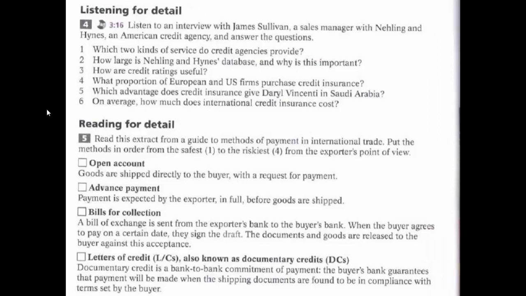So after listening for detail, we have the next exercise, reading for detail. Read an extract from the guide to methods of payment in international trade. The methods are in order from the safest one to the riskiest, from the exporter's point of view. So you have now heard the expert's point of view. Now it is your turn to put these in order: open account, advance payment, bills for collection, letters of credit. You need to number these by your opinion.